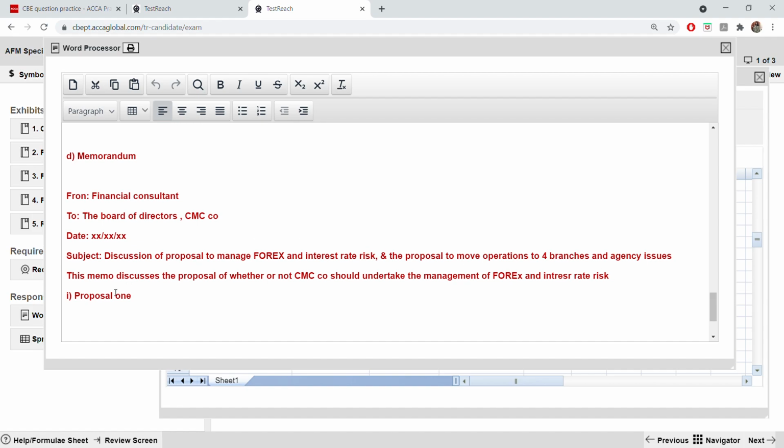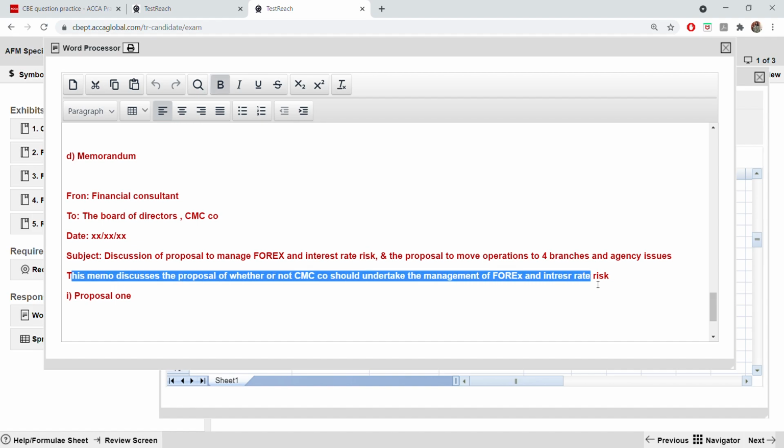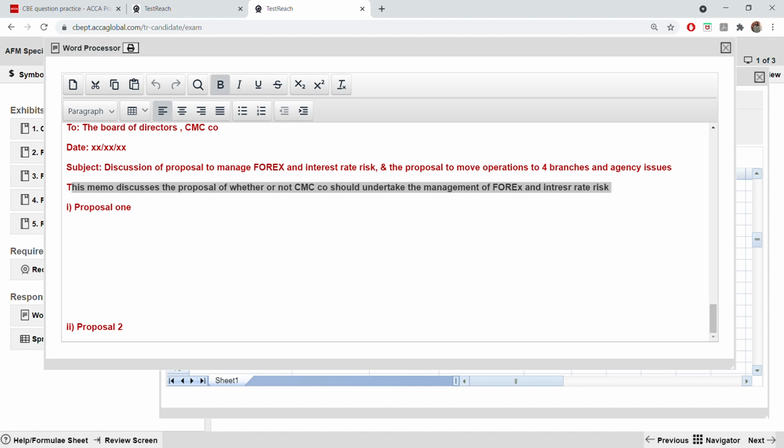So this memo discusses the proposal of, this is like an introduction for you. Okay, you have to give the introduction. So this memo discusses whether or not they should undertake the management of foreign exchange rates and interest rates, or whether they should go by the 4 operations. That is the main thing this memo will discuss. So go proposal 1, keep some space, go proposal 2 and some space. Because proposal 1 and 2 are different, like this you have to write.